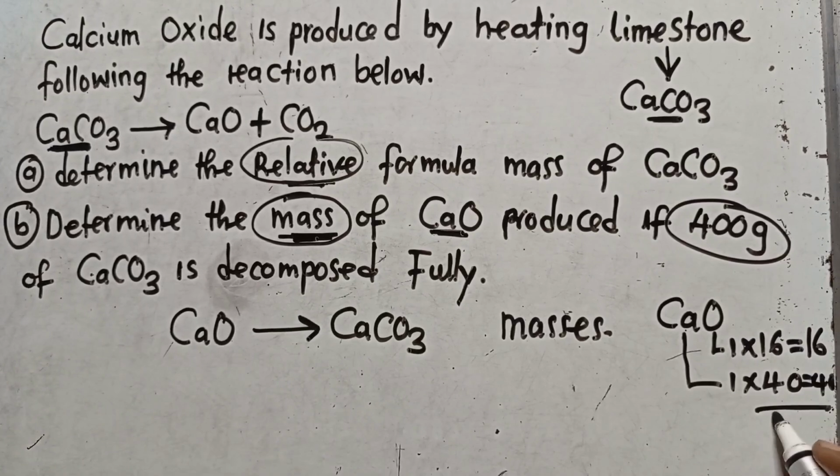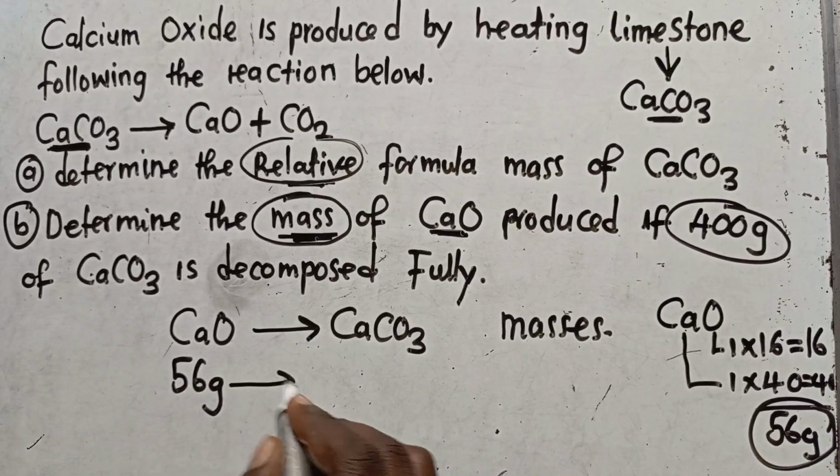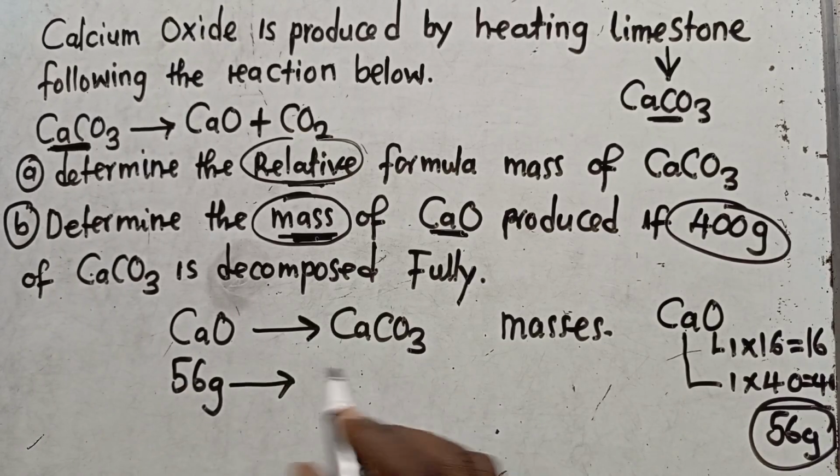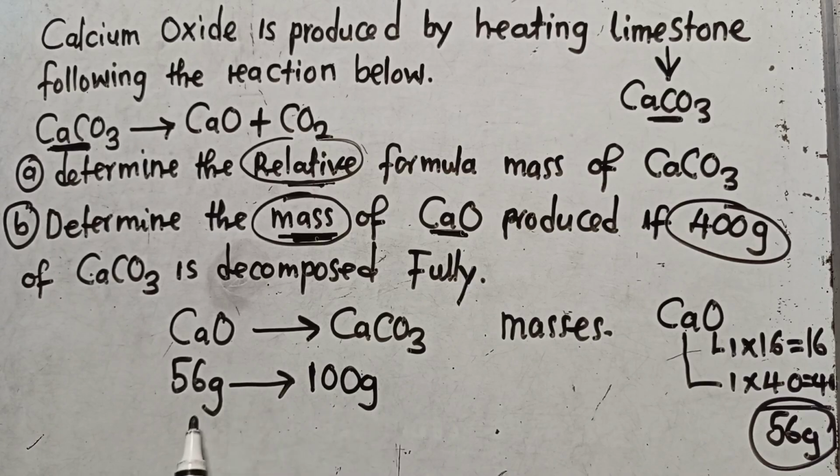If I add these two, I'm going to get 56 grams. So this one is giving me 56 grams, equivalent to, this one was giving me 100. Since I'm talking about mass, I say 100 grams. If I'm talking about molar mass, 100 grams per mole. But this is mass, I put grams.